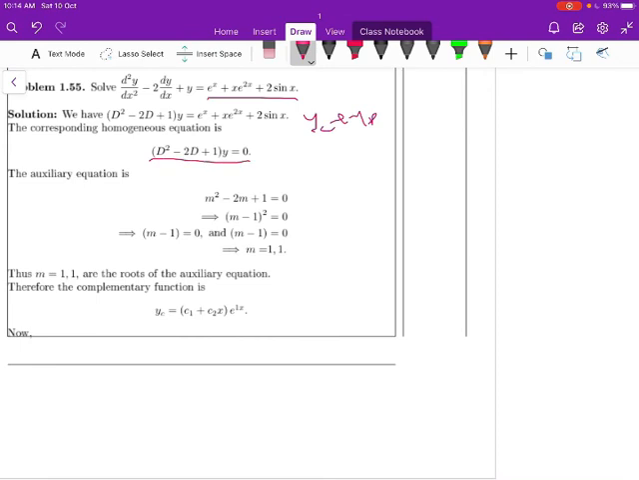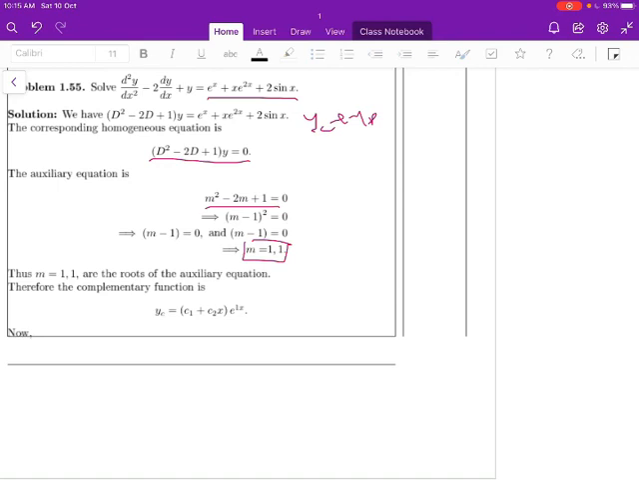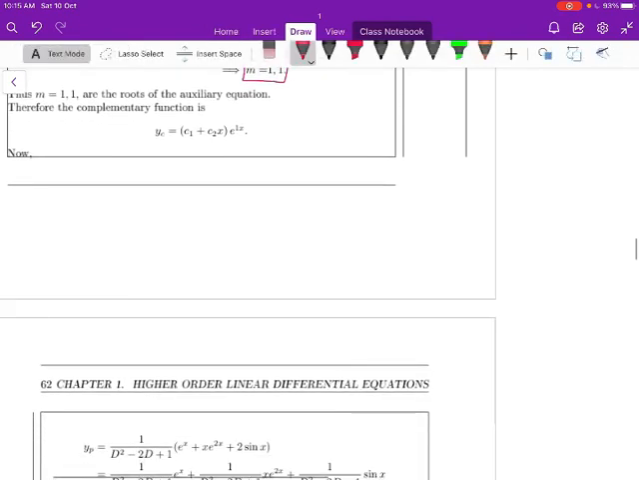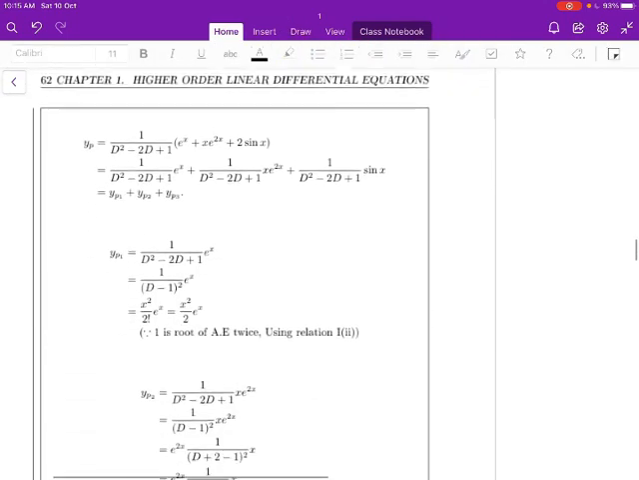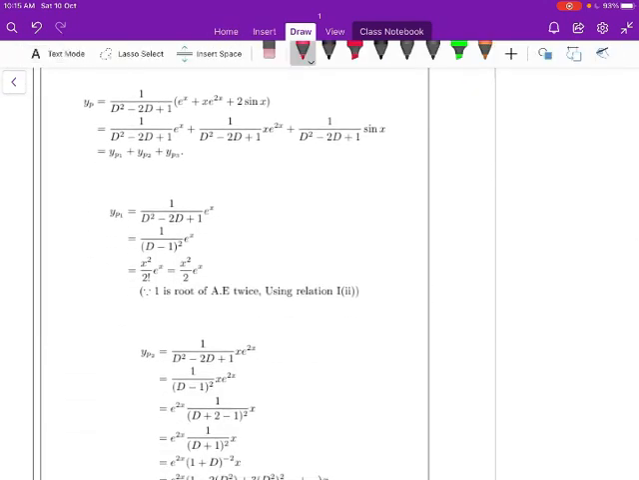To find yc, consider the homogeneous equation, that is d square minus 2d plus 1 into y is equal to 0. So let us write the auxiliary equation, that is m square minus 2m plus 1 is equal to 0. Let us solve the quadratic equation. We have roots 1 and 1, repeated roots. So therefore the general solution of the homogeneous equation is c1 into e power 1x plus c2x into e power 1x. So that can be written as c1 plus c2x into e power 1x.